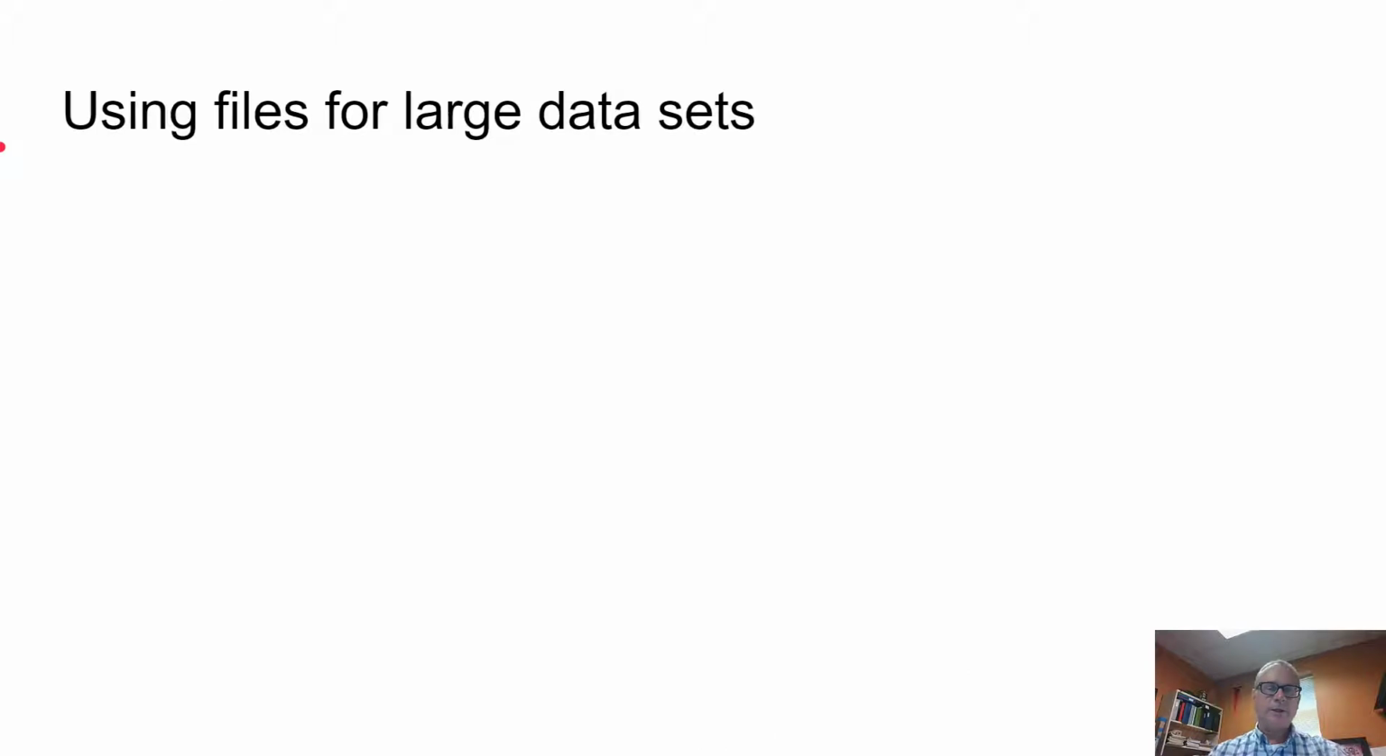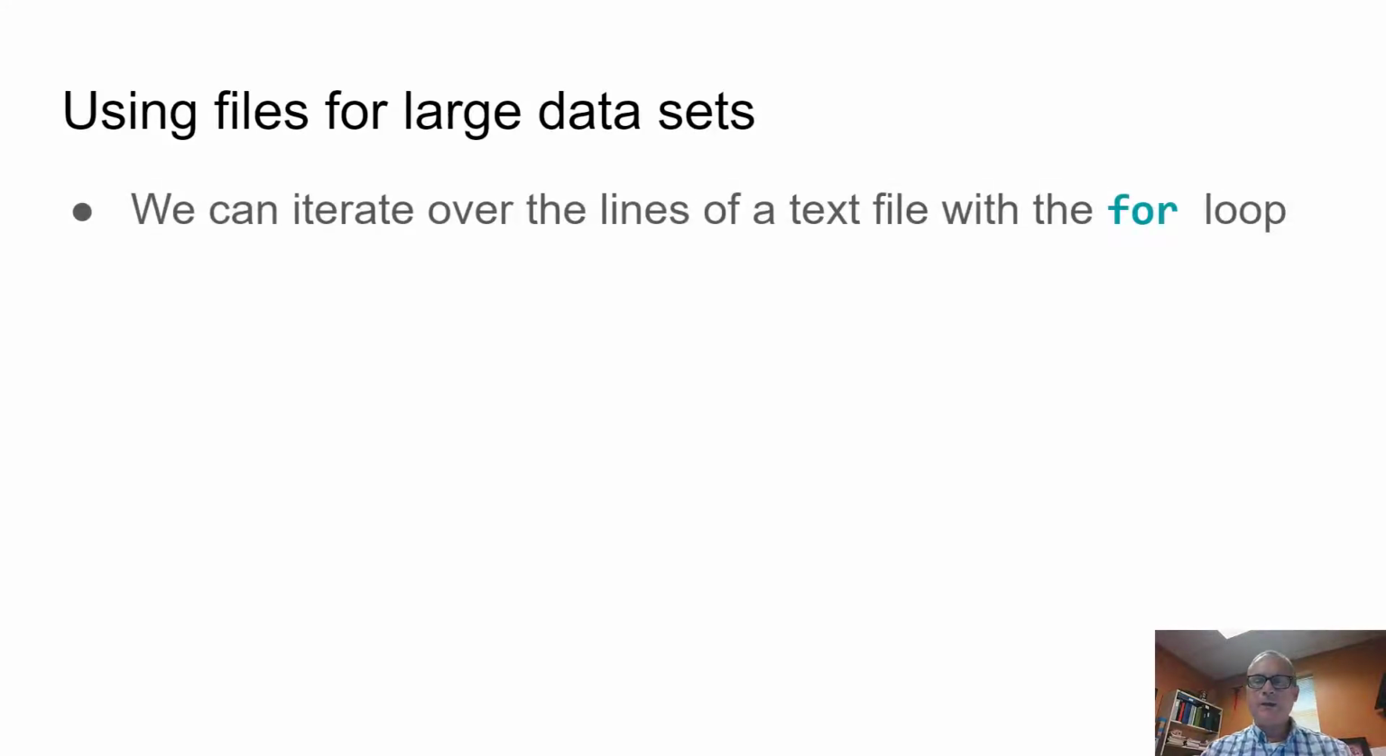Welcome back. Let's continue our discussion of files. Last time we talked about how to open files and close them, and also how to get files up to our Colab environment. Now it's time to actually do something with those files. And so we'll start by learning how to iterate over the lines of a text file with the for loop.